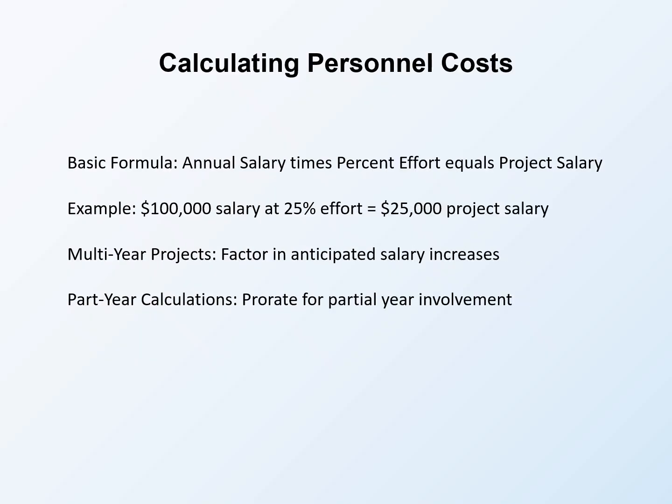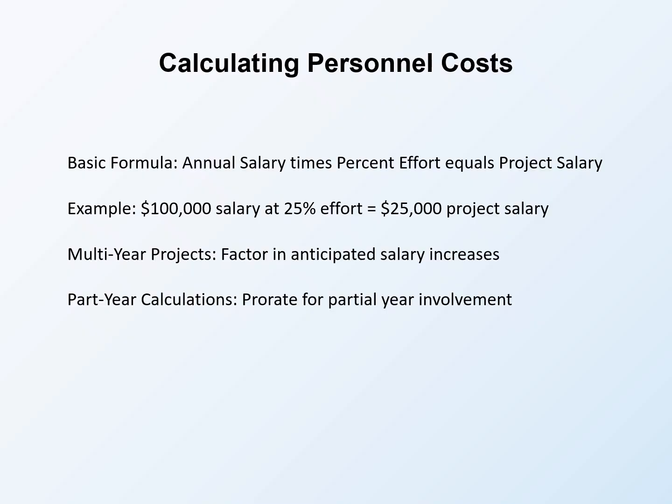Calculating personnel costs is straightforward once you understand the underlying concepts. The basic formula provides the foundation for all personnel budgeting. The basic formula is annual salary times percent effort equals project salary. If someone earns $100,000 annually and will devote 25% effort to your project, the project salary cost is $25,000. This calculation applies to each person on your budget.